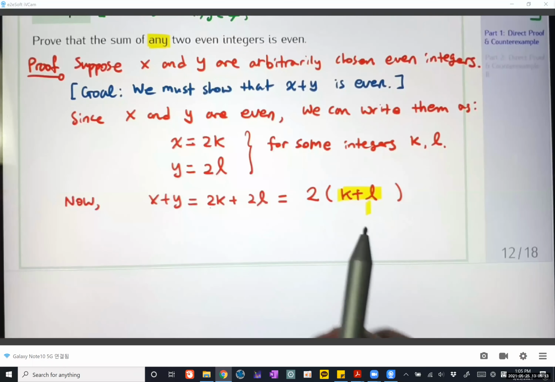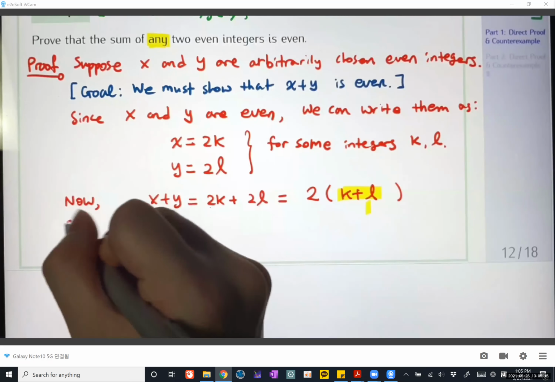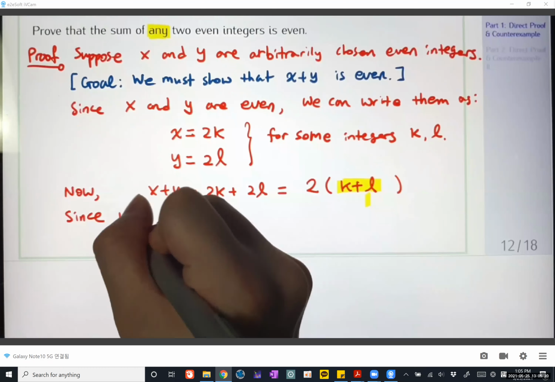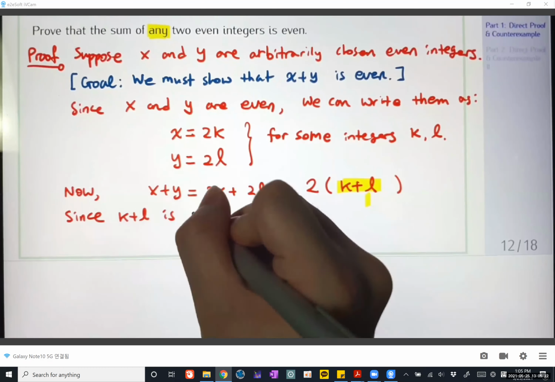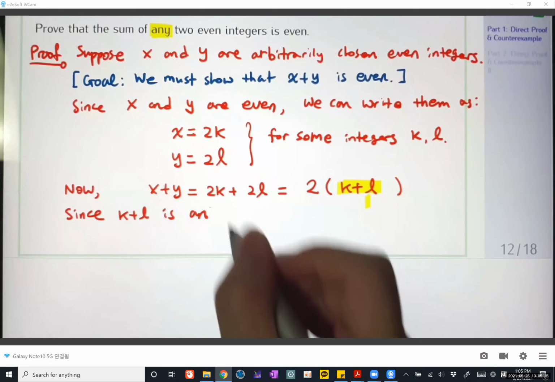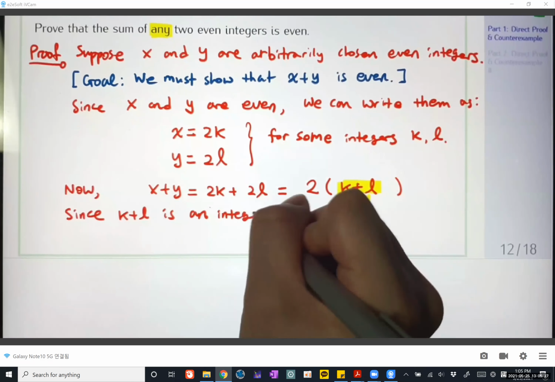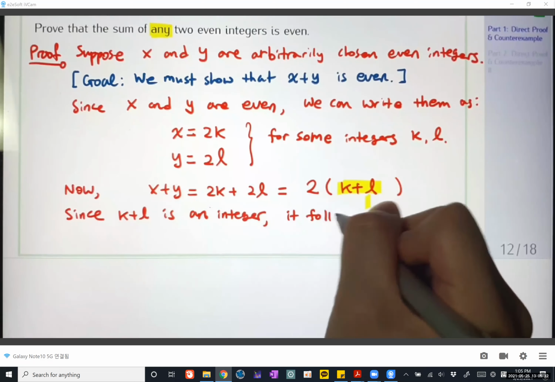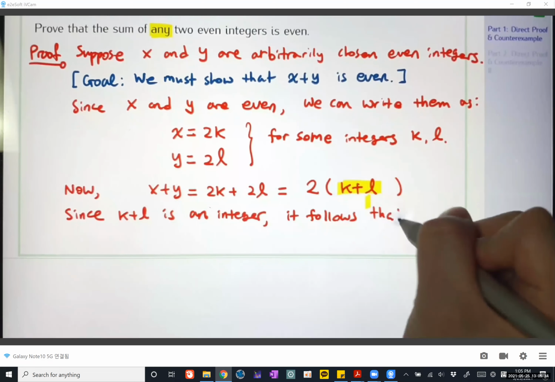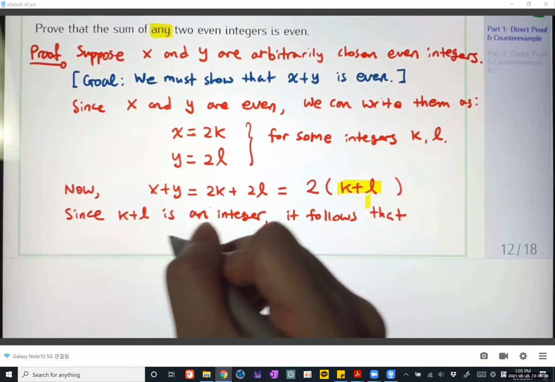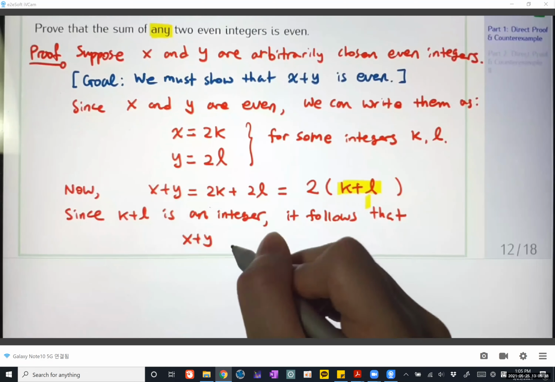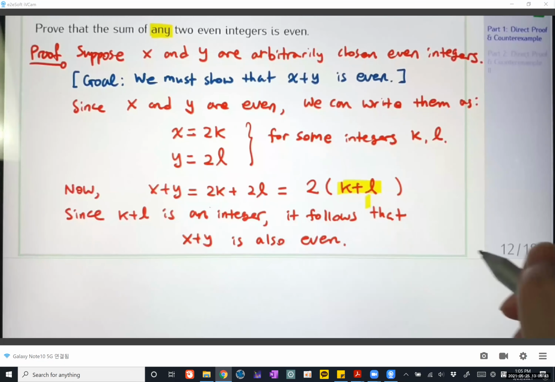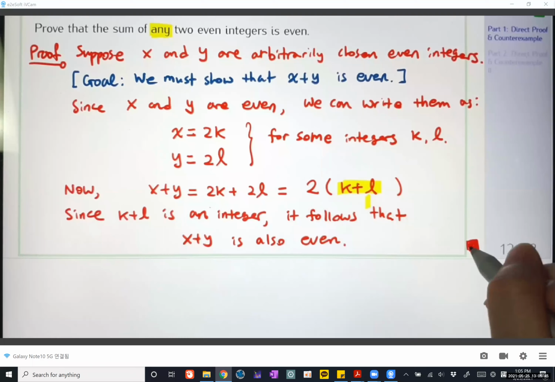Do you agree? Since k plus l is an integer, it follows that the sum x plus y is also an even integer. And this completes the proof.